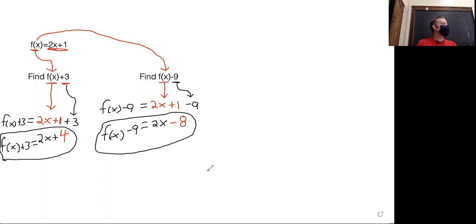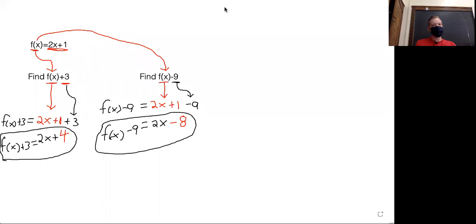What questions do you have? What is confusing? What's not making sense? Now, one thing to note, because this is a little bit different than we've seen before. Notice how I left this plus 3 on the left side. Notice how I left this minus 9 on the left side. We are not changing the left side at all. The left side of our function is given to us. The left side of the function is not going to change. We are only modifying the right side of our function here.